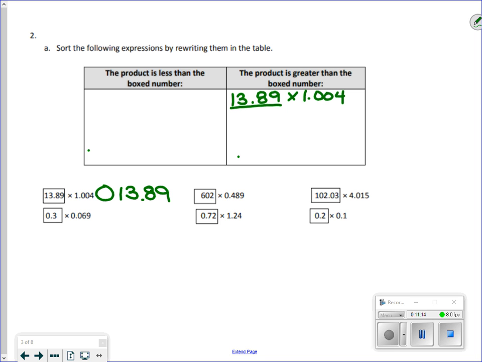Ma'am? No, you don't need to. You're going to get a sheet today. It doesn't have the same numbers. That's why I haven't given it to you yet.